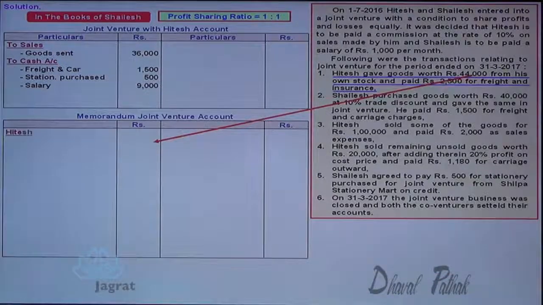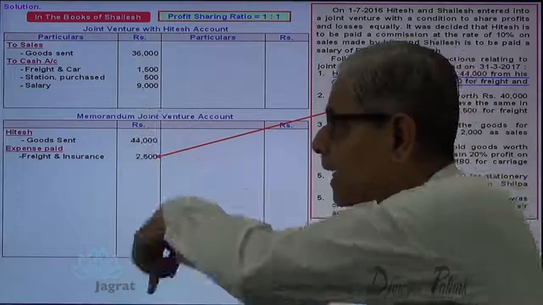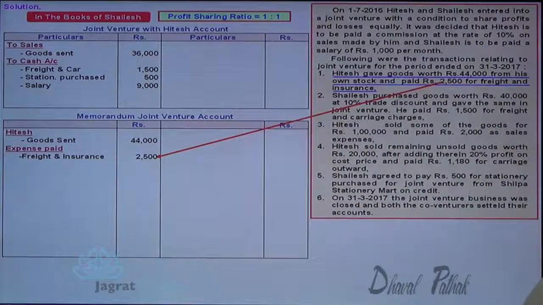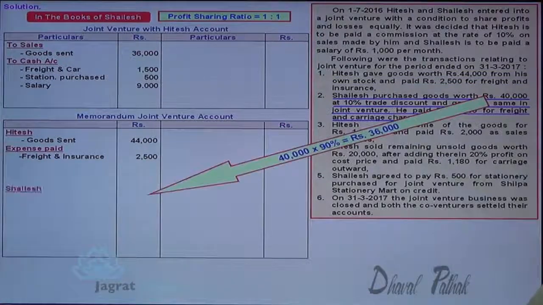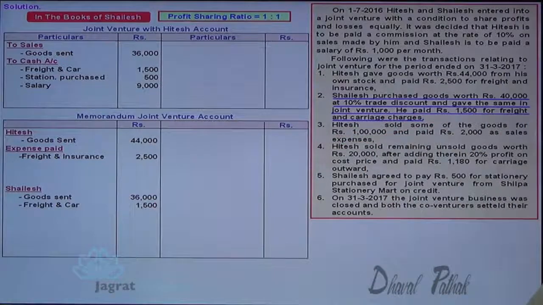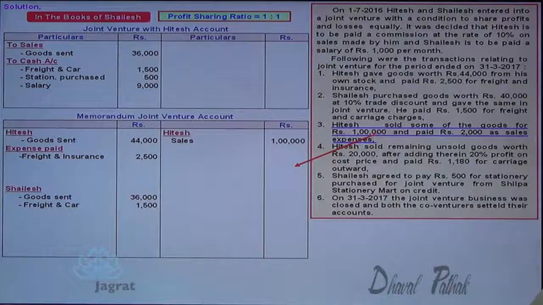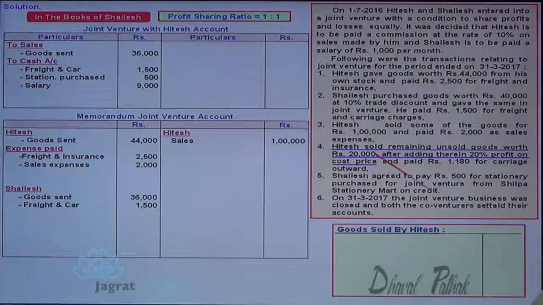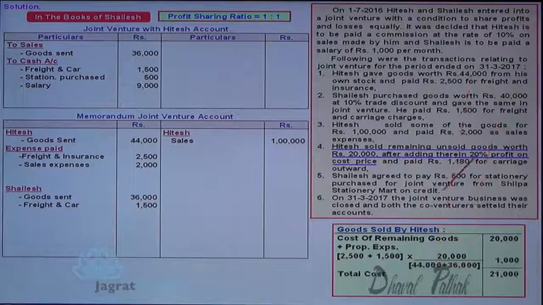The purchases and expenses are recorded on this side. 44,000 purchase and 2,500 expenses. Purchases made by Shailesh are also recorded on this purchase and expense side. Sales or revenue are recorded on the opposite side for the purpose of matching. And 2,000 expenses. Hitesh sold remaining goods. You know the sales proceeds, because I already explained this note to you. 25,200 is also the sales proceeds. That is recorded on the revenue side.